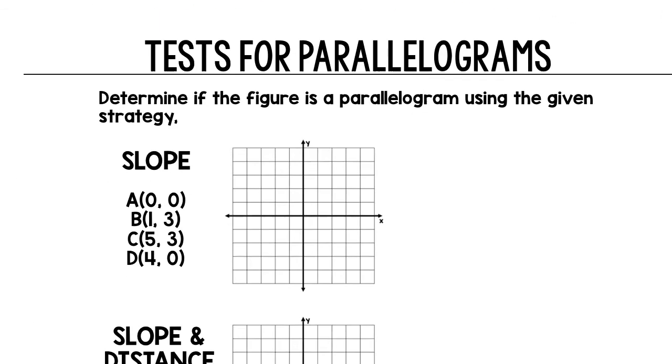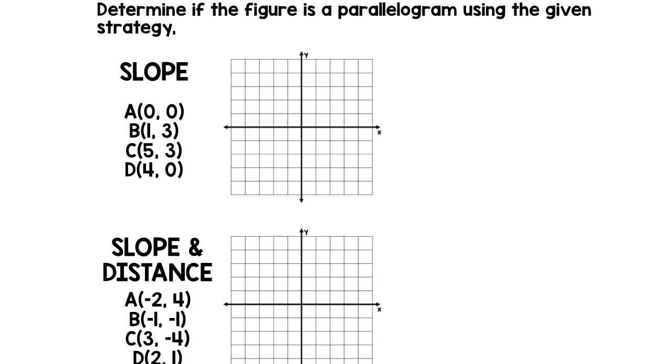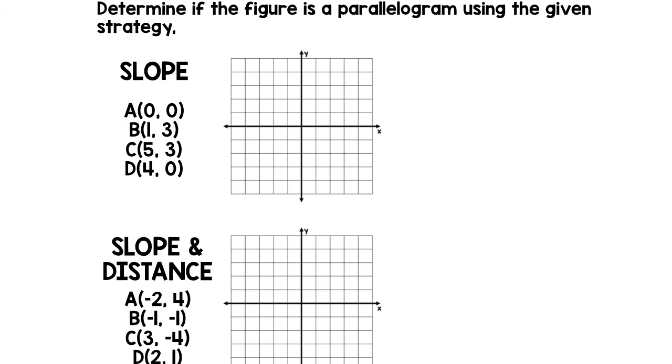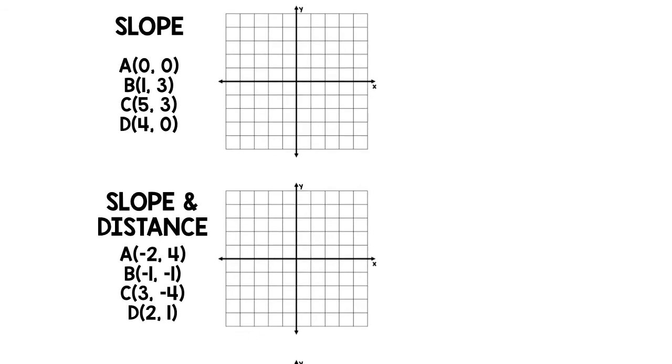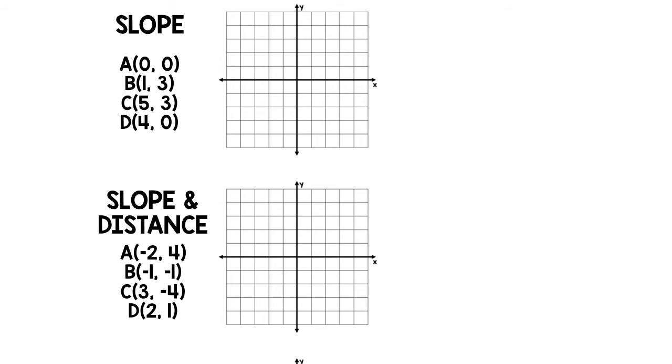So flip your paper on over. We want to determine if the figure is a parallelogram using the given strategy. Let's use slope. Let's graph our points first so we can see what we're dealing with. A is at (0, 0). B is at (1, 3). C is at (5, 3). And D is at (4, 0).